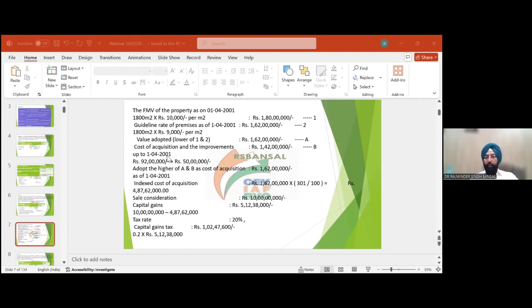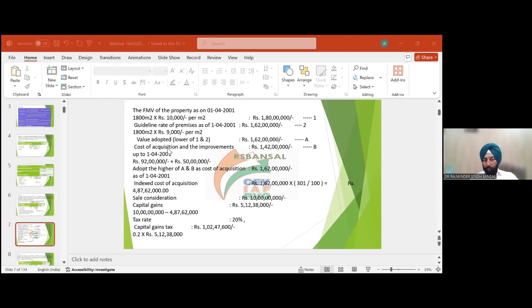So we can say this is a fair market value as of 1st April 2001, which is 1 crore 62 lakh. And cost of acquisition and improvements: it is 92 lakh plus 50 lakh. He has done improvement over it, which is 1 crore 42 lakh.